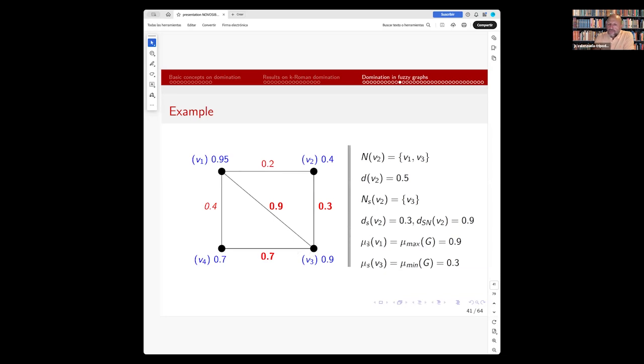Of course, the mu s of the vertex B1 matches the maximum value of mu in the graph, which is 0.9, and the one corresponding to V3 is 0.3, which is also the minimum of the entire graph.